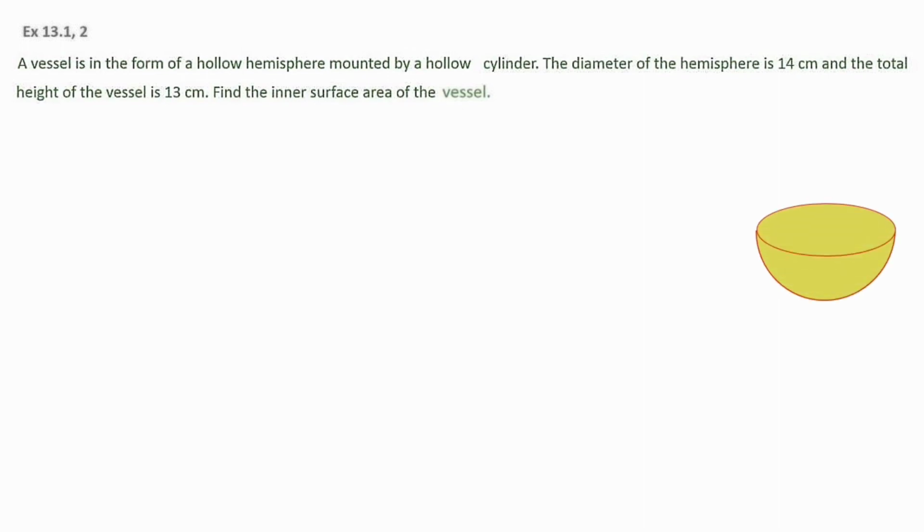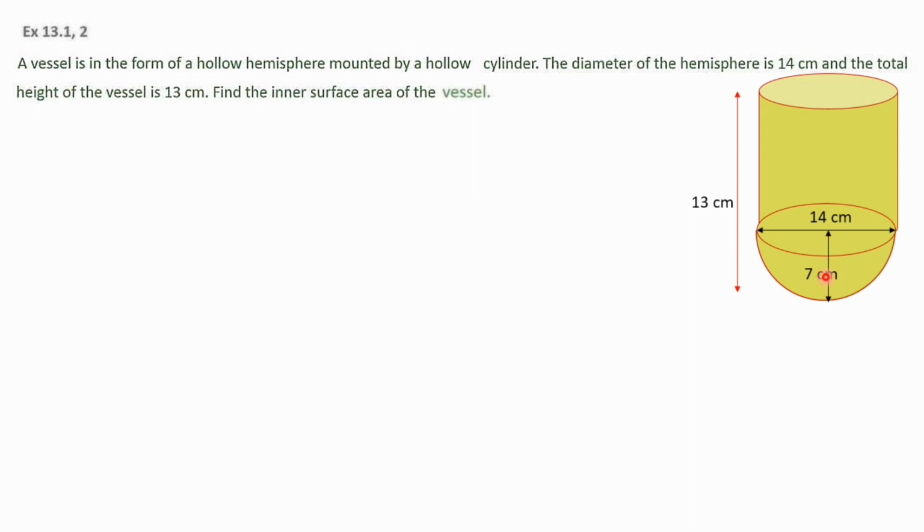So let's visualize the question. There is a hollow hemisphere and mounted by a hollow cylinder, means on top of this hemisphere a cylinder is attached. Now let's mark the measurements here. So the diameter is 14 centimeter, we have drawn here, and then the total height is given to us, 13 centimeter. Then if the diameter is 14 centimeter, this is the radius, this one is the radius and this also the radius only. So the radius is 14 by 2, that is 7 centimeter.